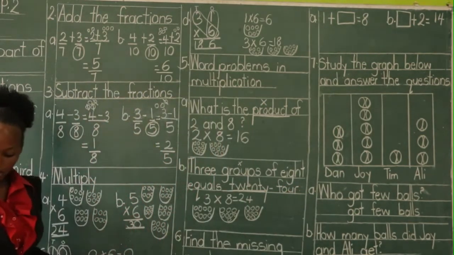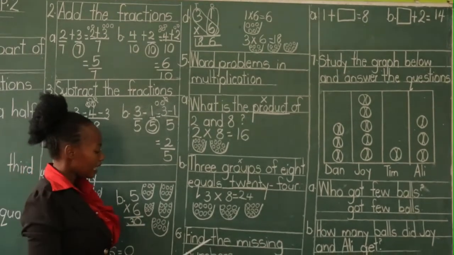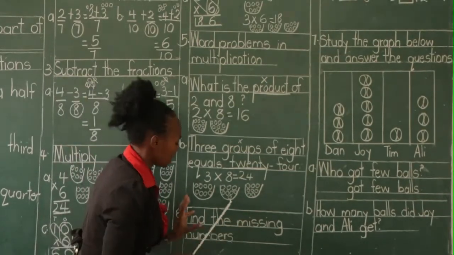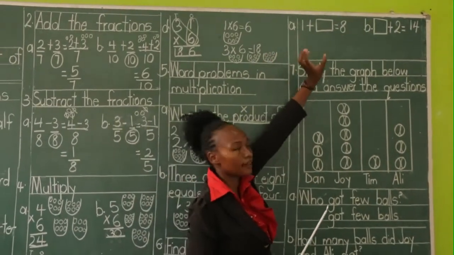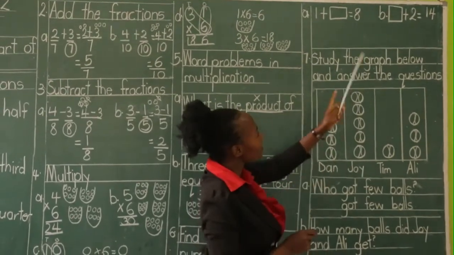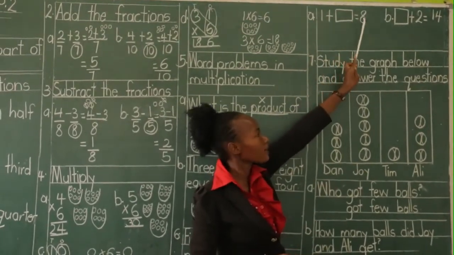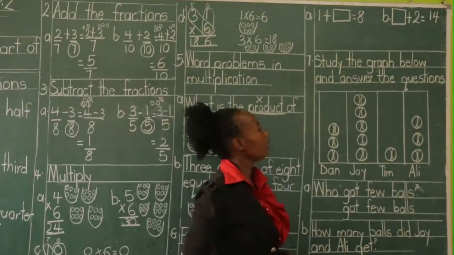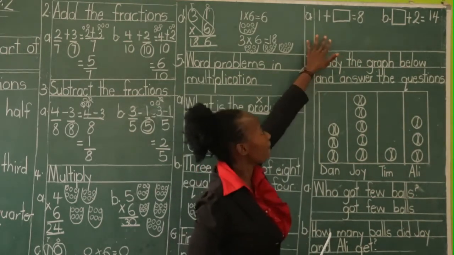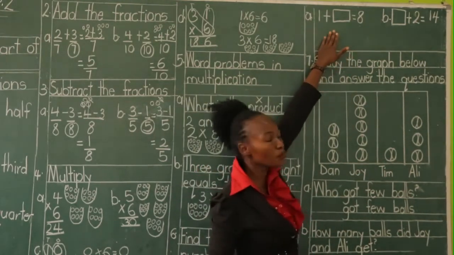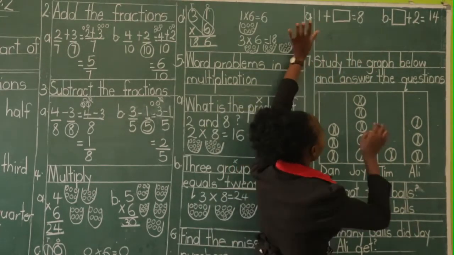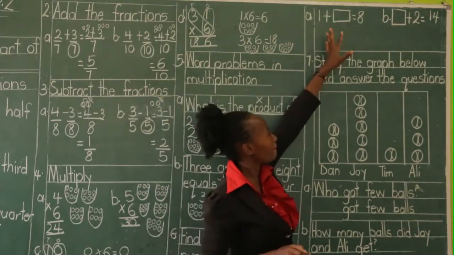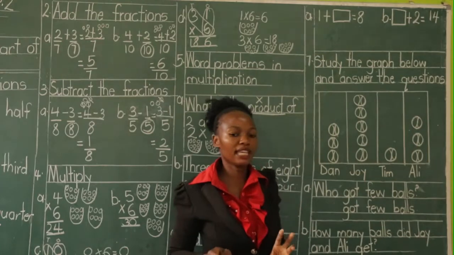Alright, let's look at another subtopic. Find the missing numbers. And you're going to find the missing numbers here. They've given us 1 plus a box equals 8. If you have your number 1 plus the box, meaning that you don't know the answer which is supposed to be here, when we add 1 plus this one, our answer is going to be 8.